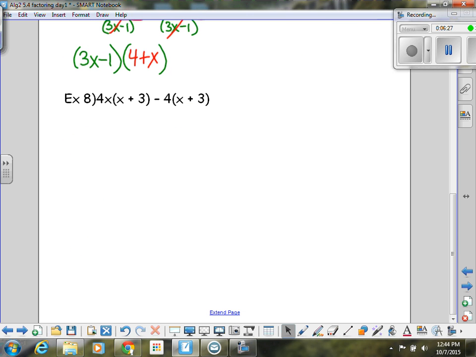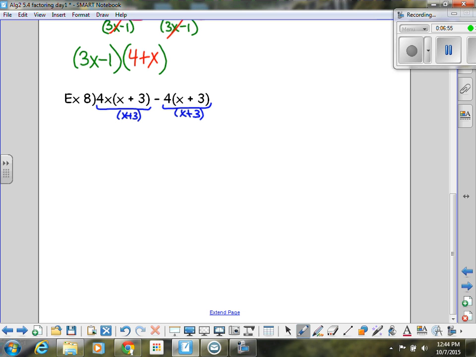And then this example 8, I've got x plus 3 in common in both of those. So x plus 3 comes in front. Remember, this is what I'm dividing by. And then what's left over is 4x minus 4. Oh, and I forgot to do something. So back up for a minute. I didn't do this carefully.